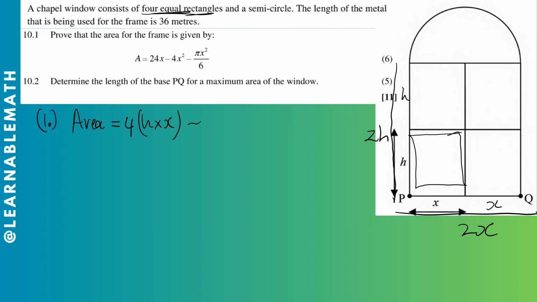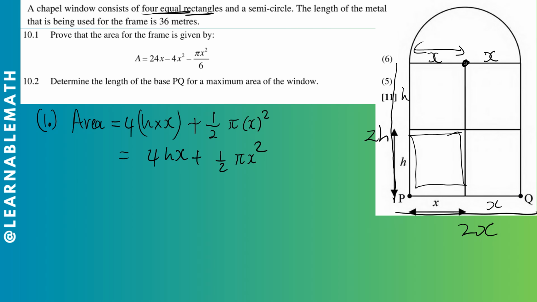Then also plus the area of the semicircle. A semicircle is half a circle, so it's half the area of a circle. The area of a circle is pi r squared, where r is the radius. In this case, half of this is this part, which is x, right? So obviously the radius there will be x. Where there is r, I can just substitute with x, then this is squared. So if we simplify this properly, we have 4hx plus 1 over 2 pi x squared.